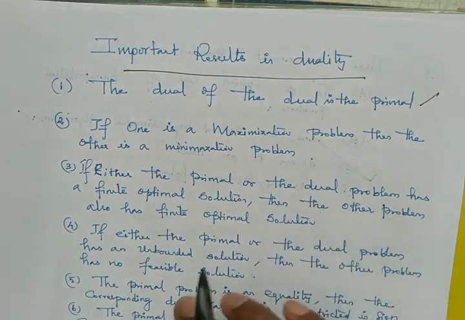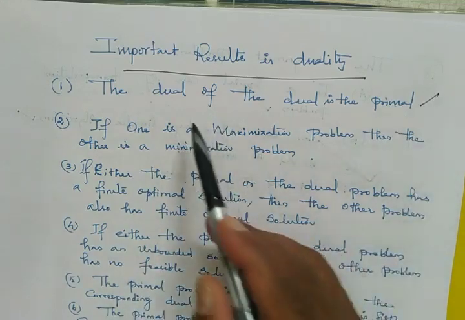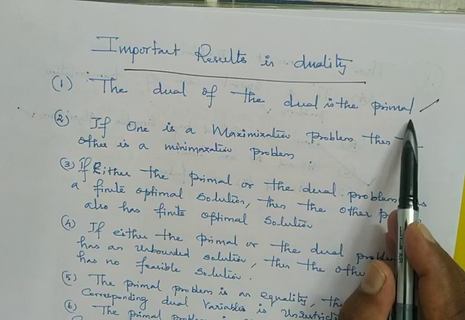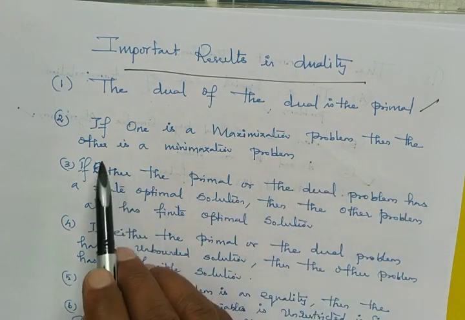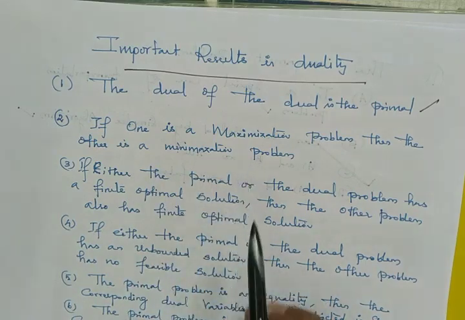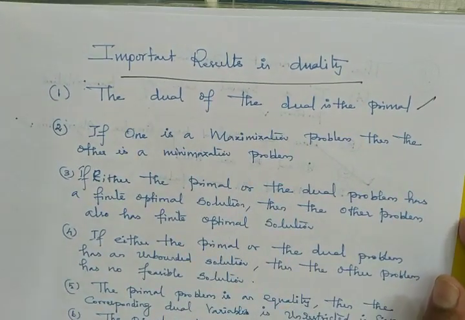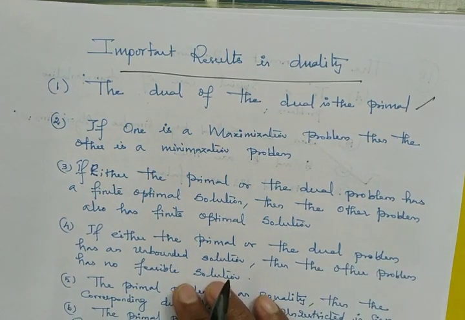They gave a duality part. So now the first case is they ask the dual of the dual is what? Dual of the dual becomes primal only. That dual of the dual is primal. If one is a maximization problem, then the other is minimization. If dual is maximization, primal becomes what? Minimization. If dual is minimization, primal becomes what? Maximization. Vice versa only it has to come.